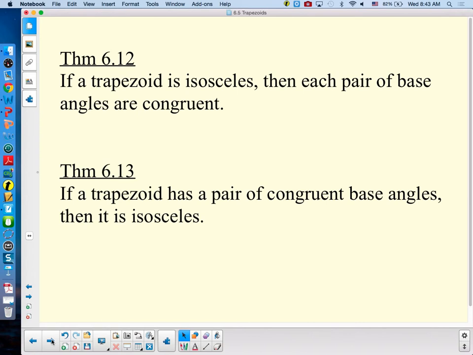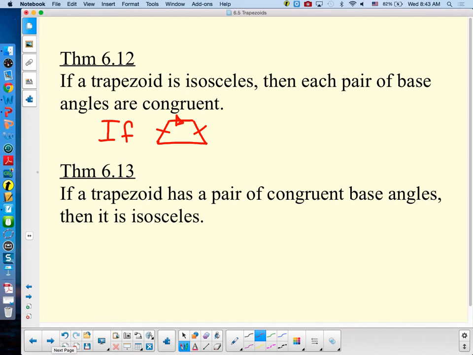So theorem 6.1.2, if a trapezoid is isosceles, then each pair of base angles are congruent. Again, pause this so you have time to write it down. And I'm going to draw you some pictures. If a trapezoid is isosceles, so I'm going to draw you a little picture. If this is an isosceles trapezoid, then each pair of base angles are congruent.